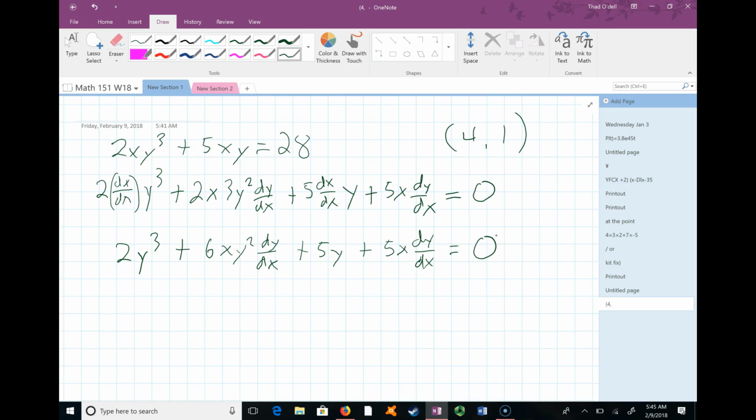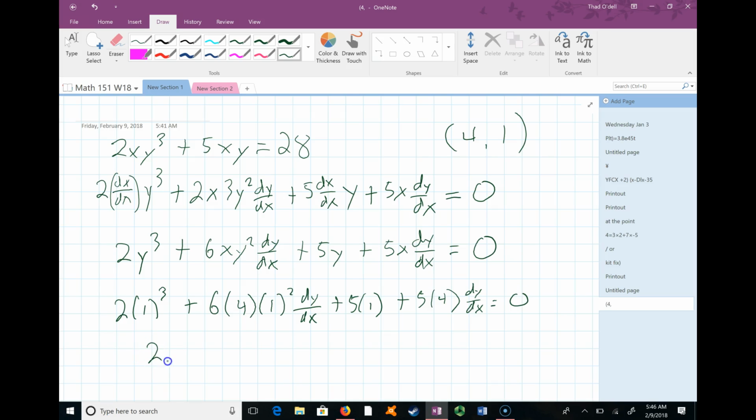Okay, now the whole purpose of this is to find, well, the question was to find the slope of the tangent line at this point, at 4, 1. So because I've taken the derivative already, I can just plug the 4 in for x and the 1 in for y, so I'm going to do that now. So that'd be 2 times 1 cubed plus 6 times 4 times 1 squared dy/dx plus 5 times 1 plus 5 times 4 dy/dx equals 0.